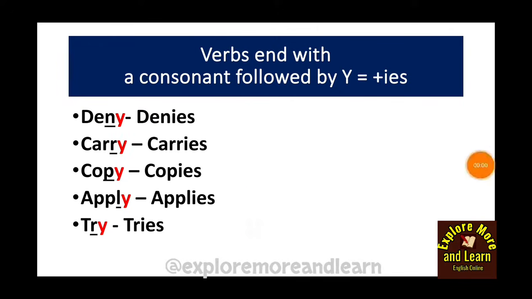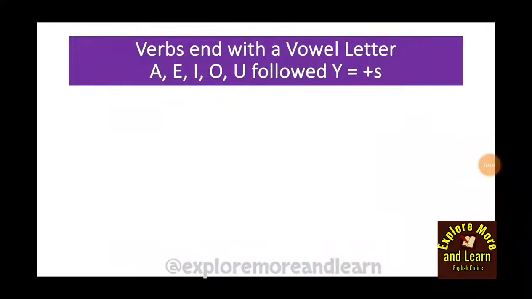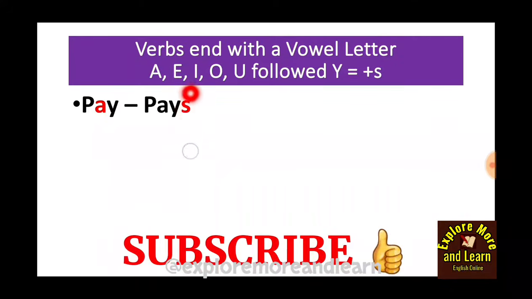Now rule number 3 to add S to the verbs. When the verbs end with the vowel letter A, E, I, O, U followed by the letter Y, we add S to the verbs. For example, pay becomes pays in the simple present tense. Here you see this verb is ending with the letter Y, but a vowel letter appears just before the letter Y. That's why we add only S, not IES.